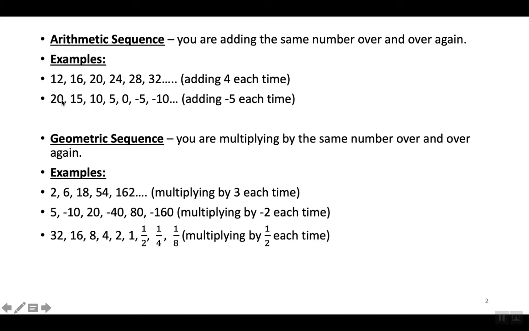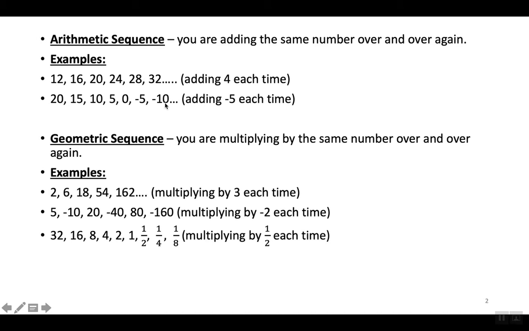Now, the second example I put is using a negative number, because you could also add a negative number. Adding a negative number is the same as subtracting that number. All right, so this sequence is going 20, 15, 10, 5, 0, negative 5, negative 10.